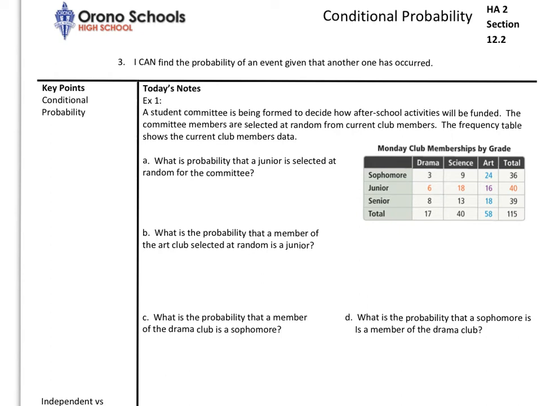Lesson 12.2 is titled Conditional Probability. Again, we're going to be working with probability of different types of events.